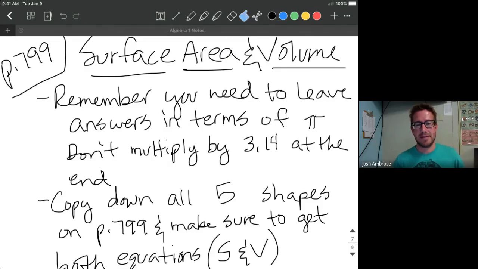Algebra 1. Hey guys. Listen up. Today we are working on page 799, surface area and volume. And this is going to be probably the one area of review from the back of the book where some of you guys may have done very little of this, or if you've done this, it's been a very long time. And I'm going to need to make sure that you are very, very focused.